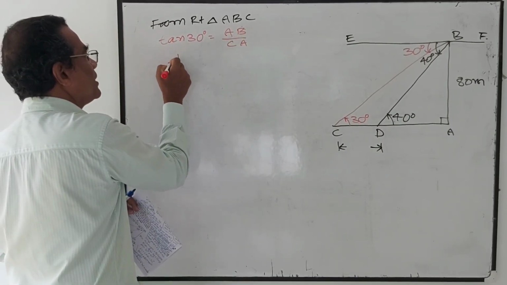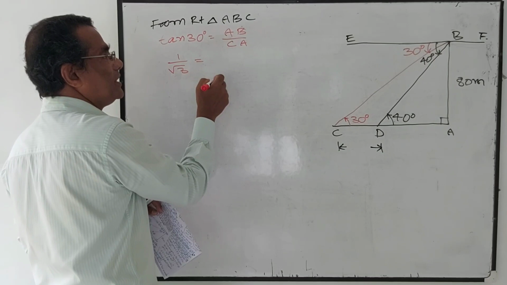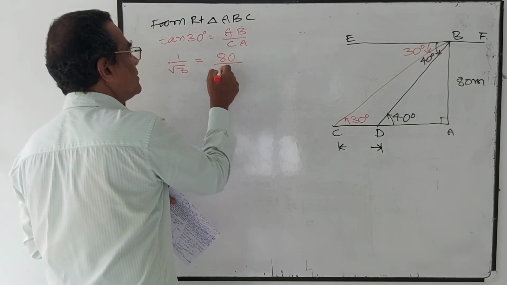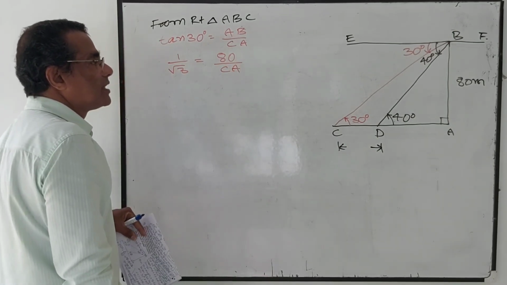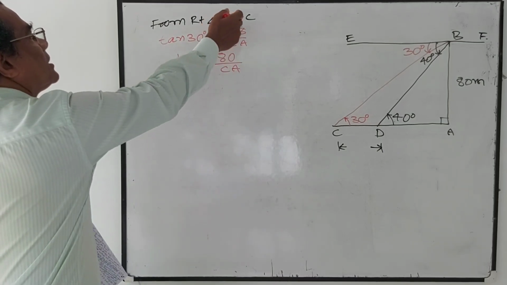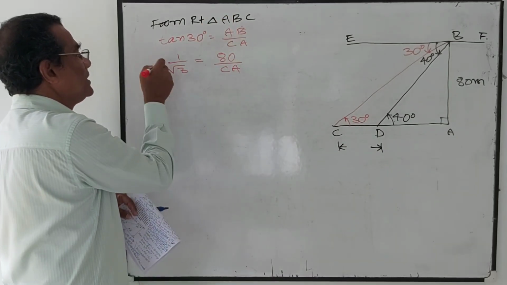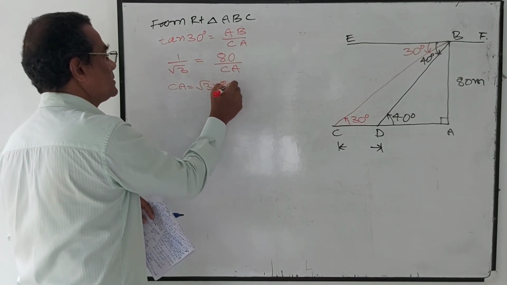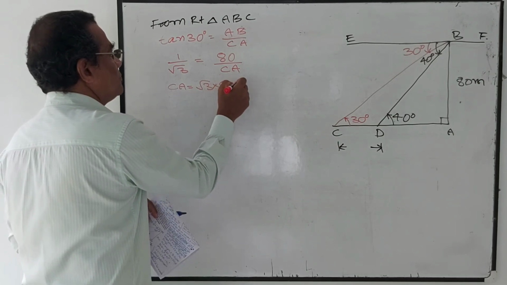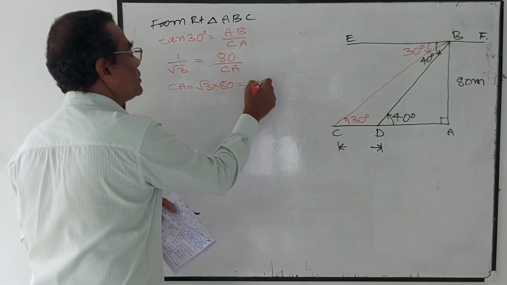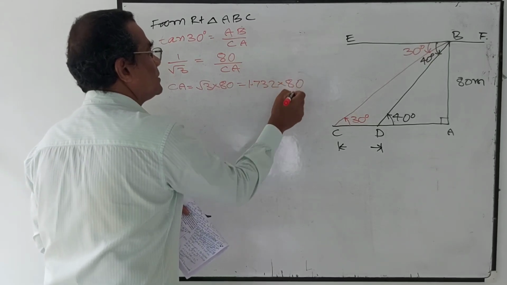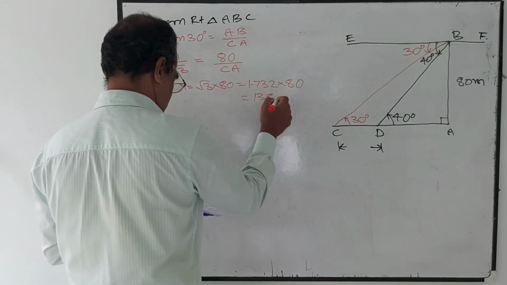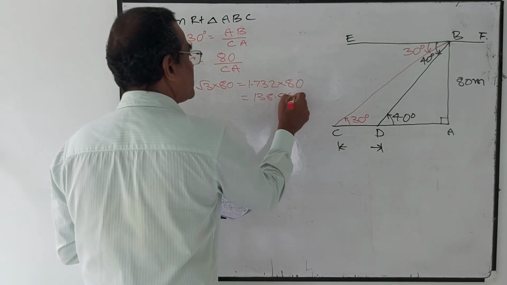Tan 30 is 1 by root 3. AB is 80 meters divided by CA, the horizontal distance corresponding to the triangle ABC. So CA equals root 3 into 80, which is equal to 1.732 into 80, and that is equal to 138.56 meters.